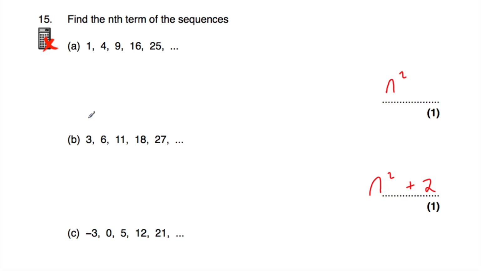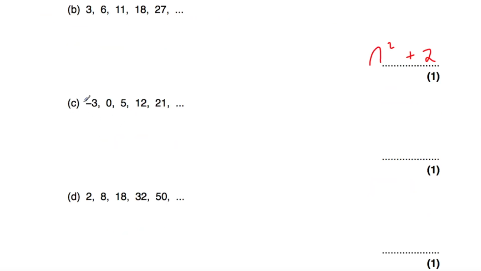1 squared is 1, add 2 is 3. 2 squared is 4, add 2 is 6. 3 squared is 9, add 2 is 11, and so on. And that's it. Okay, and let's have a look at our next part, part C. So part C, we've got -3, 0, 5, 12, 21. So remember I said that parts B, C, and D were all linked into that first part A. So I'm just going to write that down again. 1, 4, 9, 16, 25. That's the sequence with the nth term of n squared.